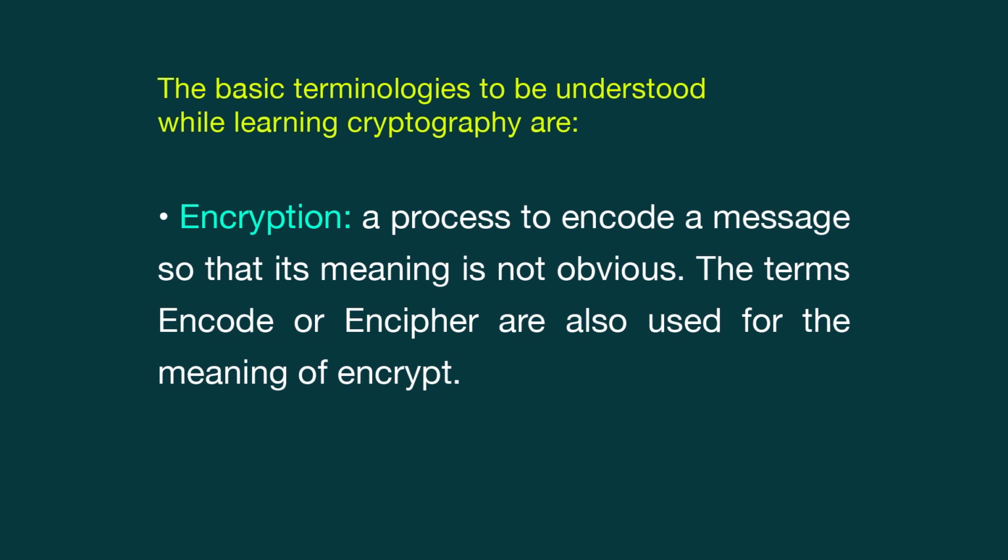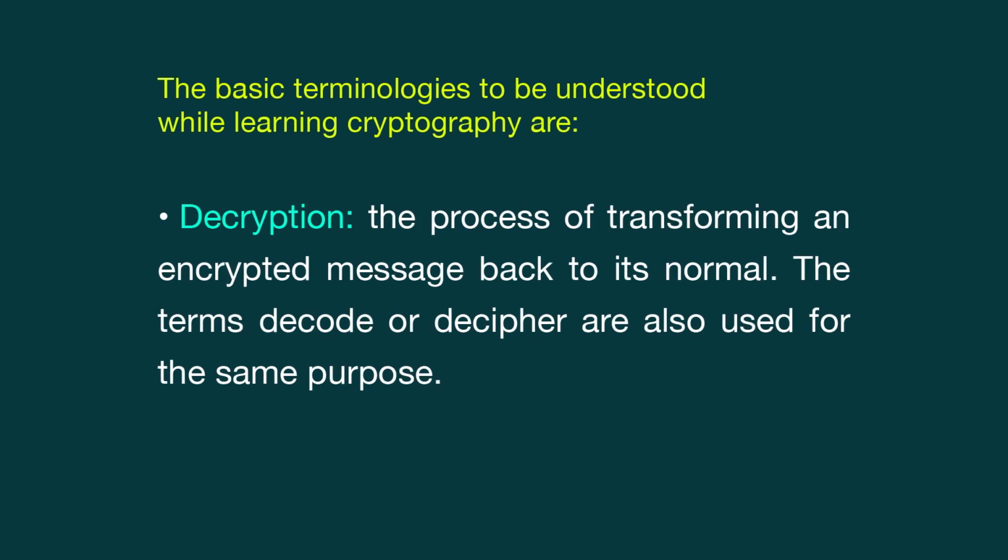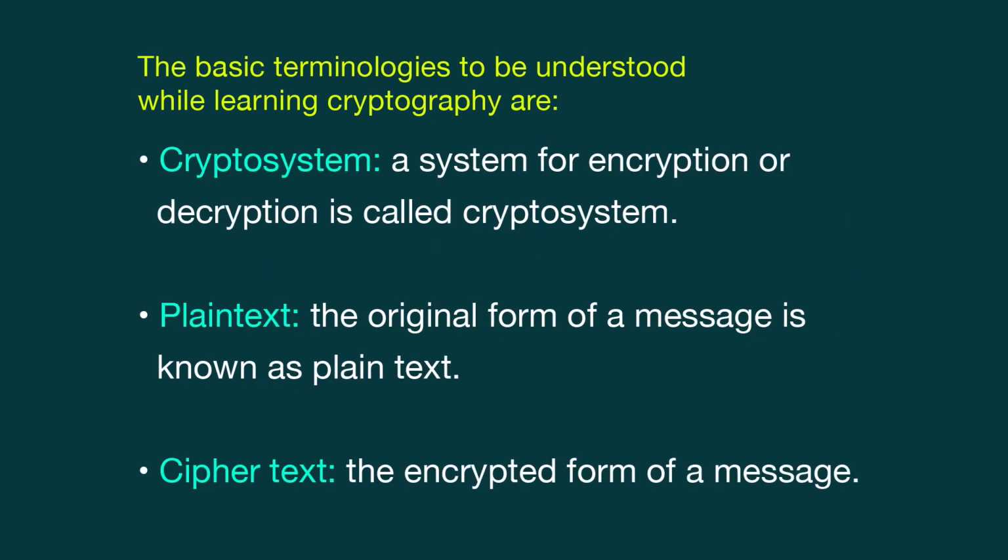The terms encode or encipher are also used for the meaning of encrypt. Decryption, the process of transforming an encrypted message back to its normal form. The terms decode or decipher are also used for the same purpose. Crypto system, a system for encryption or decryption is called crypto system. Plain text, the original form of a message is known as plain text. Ciphertext, the encrypted form of a message.